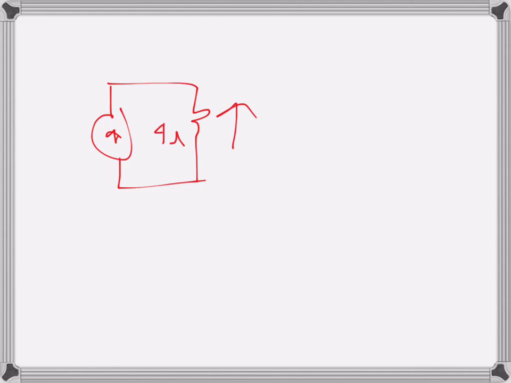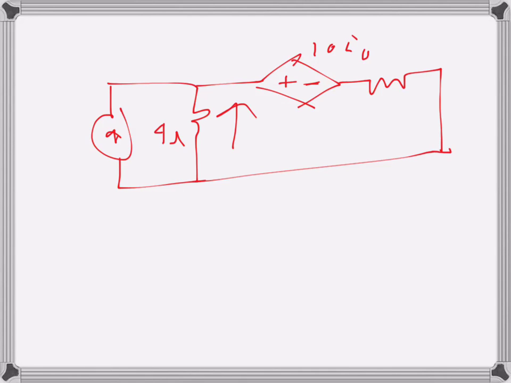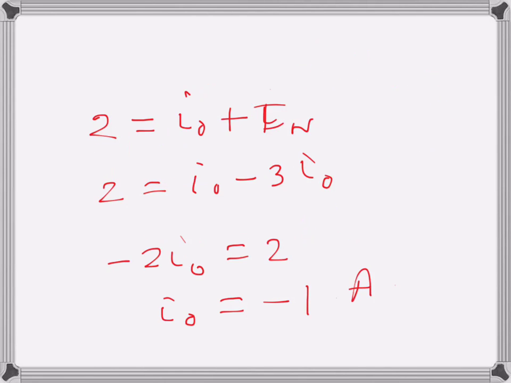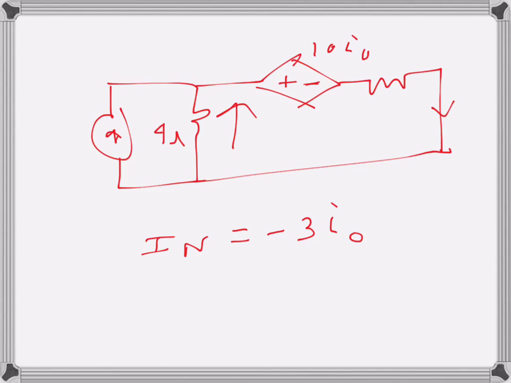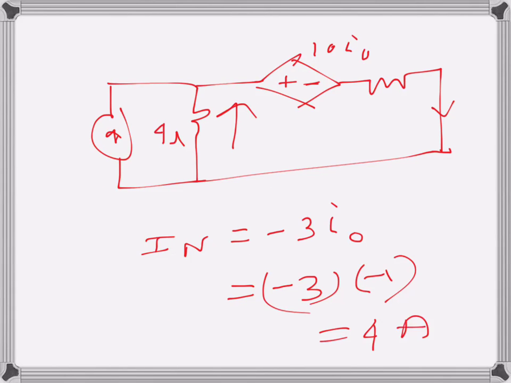So now I have the circuit like this. This is 2 amps. There is a current which goes upwards, actually 4 ohms, which is I naught, and then there is this voltage drop plus minus, which is 10 I naught, and then 2 ohms, and then short circuit, I short circuit. So basically IN becomes minus 3 I naught, which is minus 3 times minus 1, so 4 amps. So that is Norton's current.